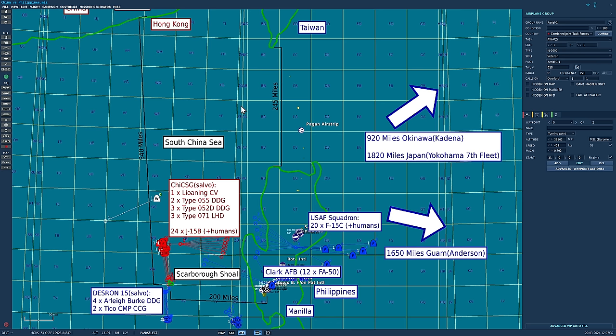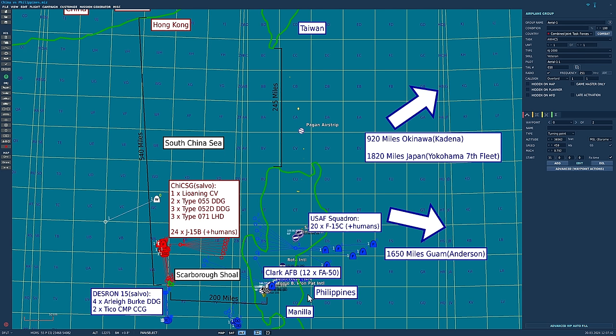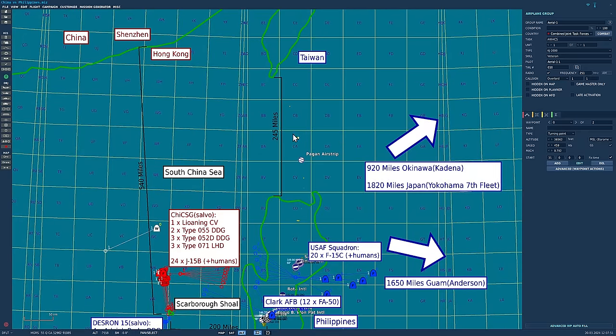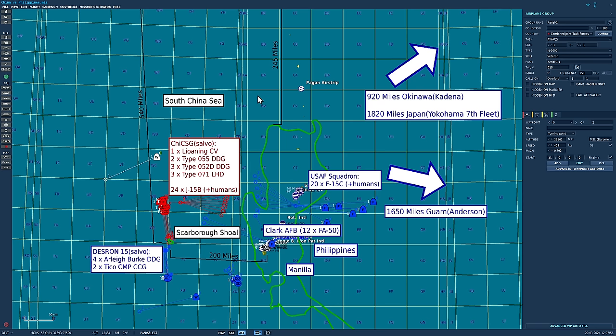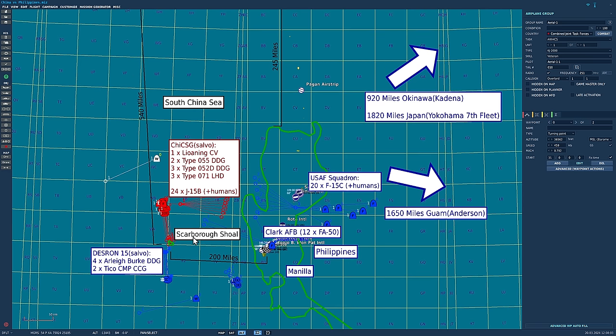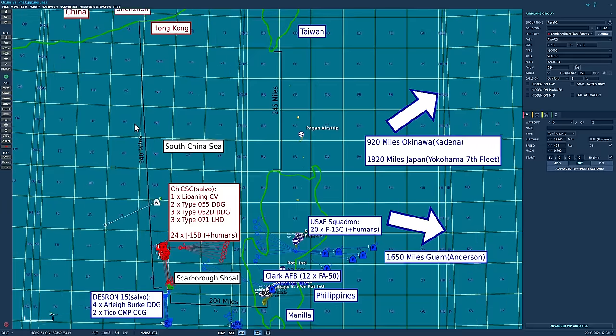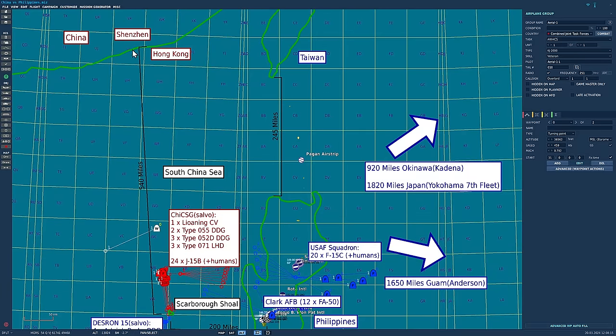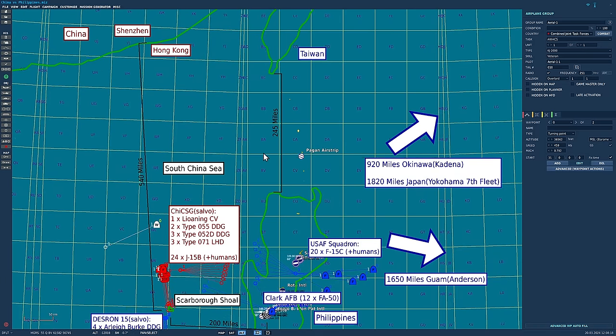If you look at the green squiggly lines, they are showing the boundaries of countries. Here we have the north of the Philippines. Everything's to scale within about 15 miles. 245 miles north is the southern area of Taiwan. I've set bullseye here just north of Manila at Clark Air Force Base. 200 miles west of that is today's flashpoint, Scarborough Shoal. And the correct 540 miles north is this area of China, Shenzhen and Hong Kong.